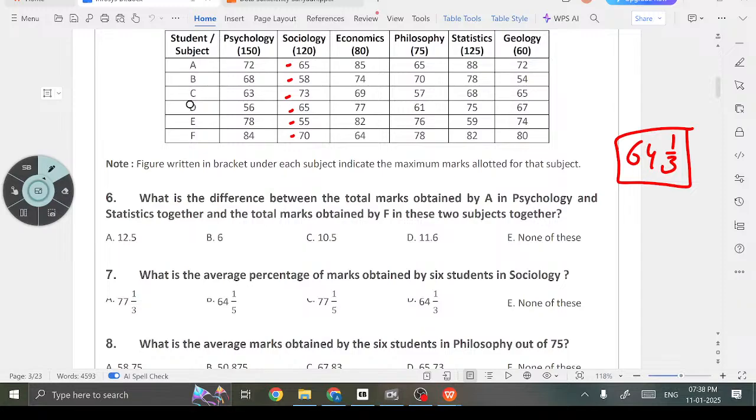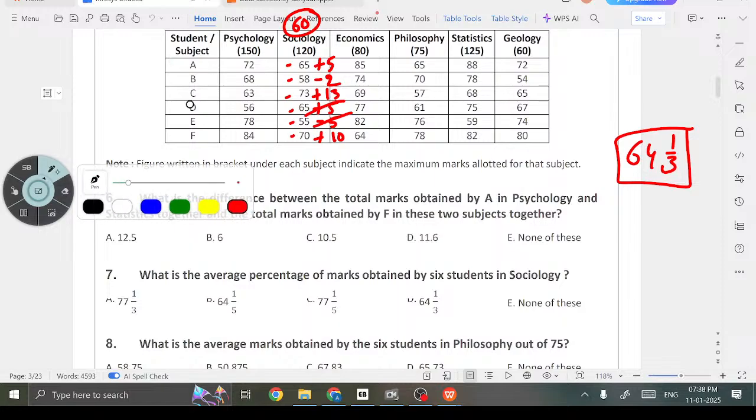I will take the base as 60 because everything is close to 60. Now, how much is this more than 60? Plus 5. How much is this less than 60? Minus 2. This is plus 13. This is plus 5. This is minus 5. This is plus 10. Plus 5 minus 5 cancel. Plus 5 minus 5 cancel.